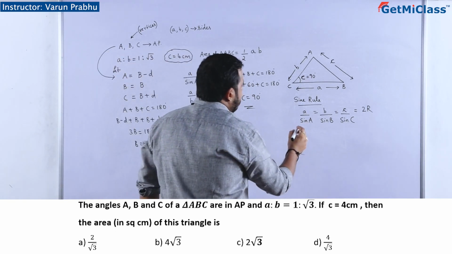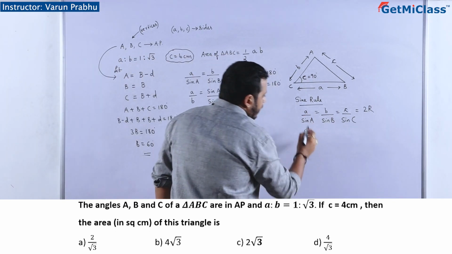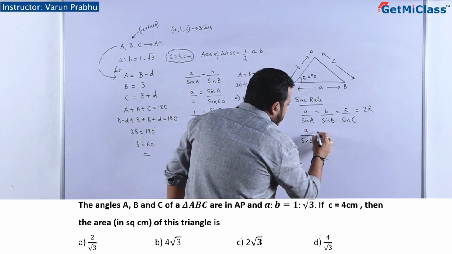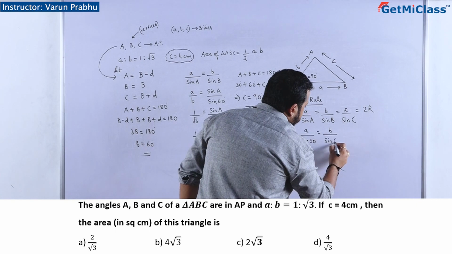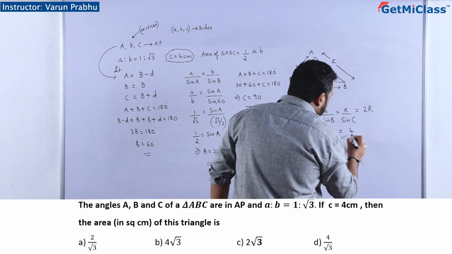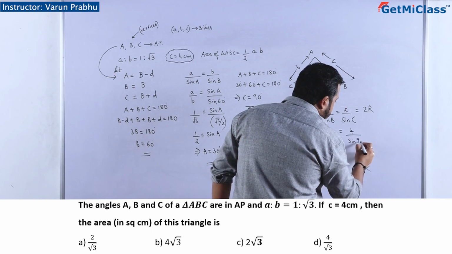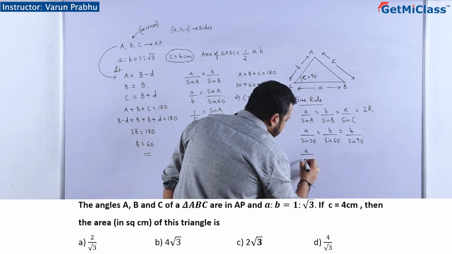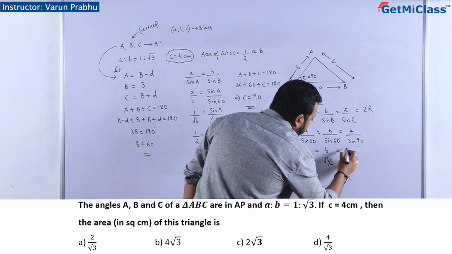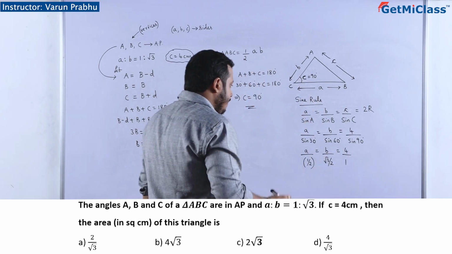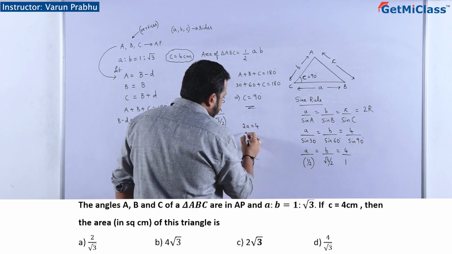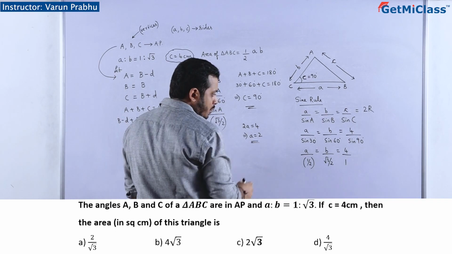So I'll apply the same concept now. a divided by sine A, and sine A is sine of 30 degrees, is equal to b divided by sine of 60 degrees, that is equal to c, which is 4, divided by sine of 90 degrees. Is it right? So a divided by sine 30, which is 1/2, is equal to b divided by √3 by 2, that is equal to 4 divided by 1. This implies 2 times a is equal to 4. So the value of a is equal to 2.